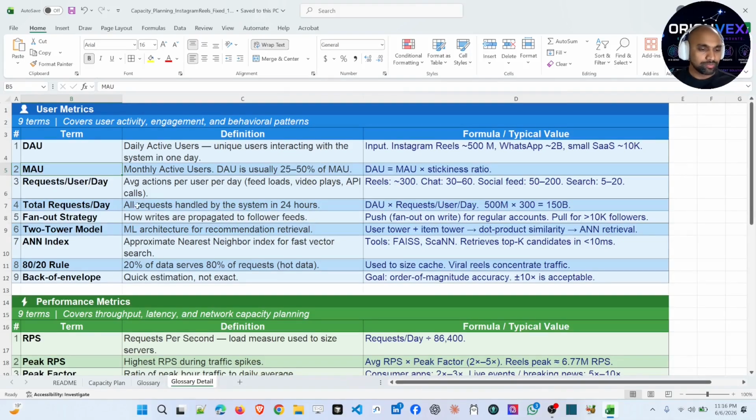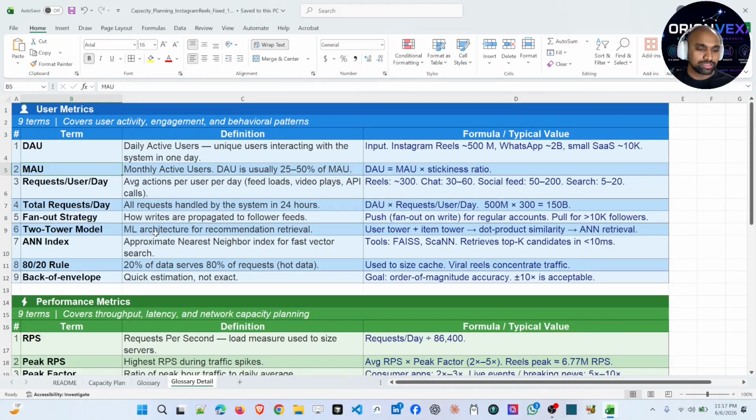Total requests per day means all the requests handled by the system in 24 hours. If we divide that by 86,400, the number of seconds per day, we will get the total requests per second. Then fan out strategy: how many writes are propagated to follower feeds. That is called the fan out strategy.